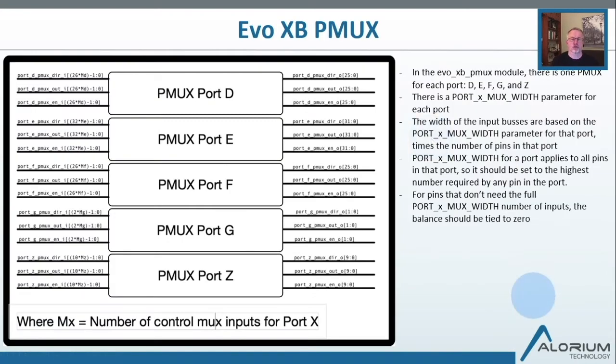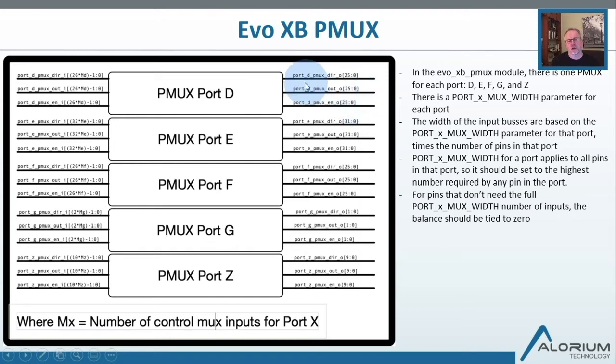Let's take a closer look at that PMUX logic. Inside of the PMUX block, there are actually 5 PMUXs, one for each port, D, E, F, G, and Z. Each one of these PMUXs is the same width as the port. For instance, port D is 26 pins wide, so our buses are 25 to 0.